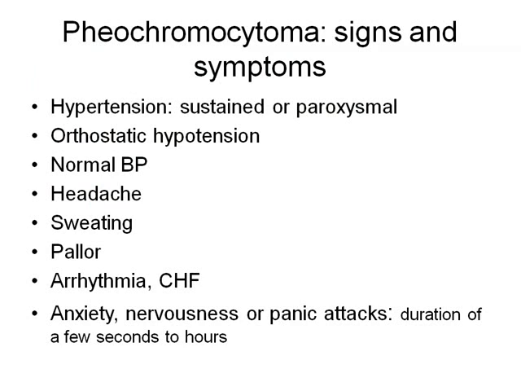So, people who have pheochromocytoma often have sustained or paroxysmal high blood pressure. Sometimes they have normal blood pressure. And very often, because of the catecholamine production, they have orthostatic hypotension. So that's a little bit of a pearl. And they have this constellation of clinical findings: headache, sweating, and pallor.